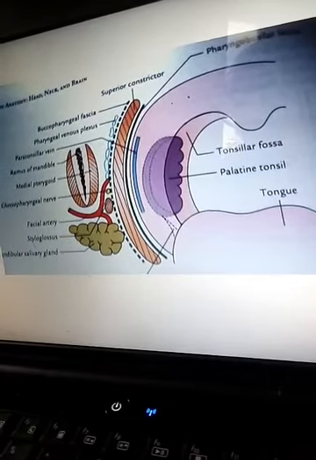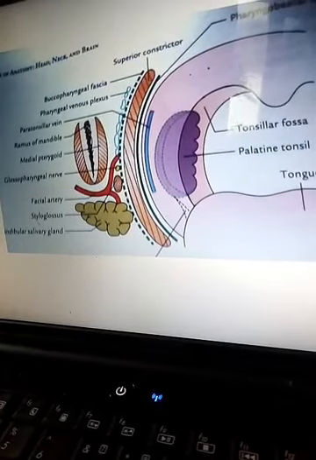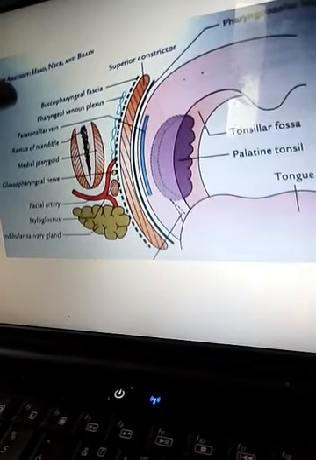So the anterior border lies underneath the palatoglossal arch. The posterior border lies underneath the palatopharyngeal arch.